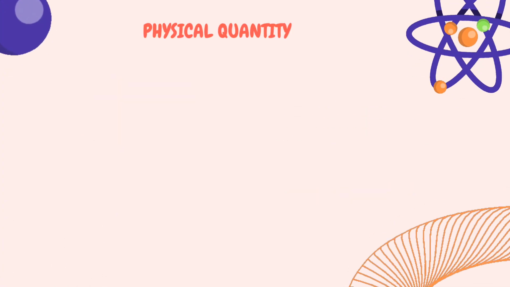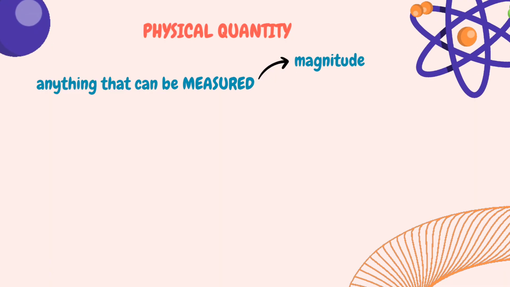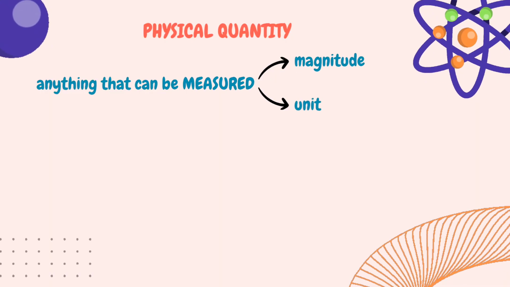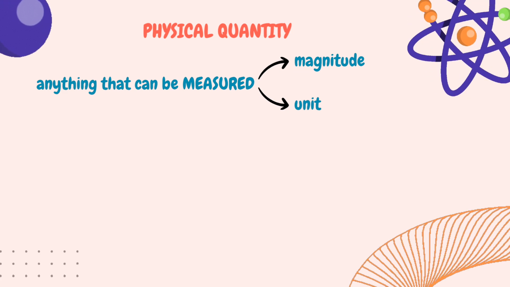What is a physical quantity? It is anything that can be measured. A physical quantity is expressed by a magnitude, which is the size of a quantity, and a suitable unit, or a standard measure of a quantity. Let's consider some examples of physical quantities and how they are expressed.